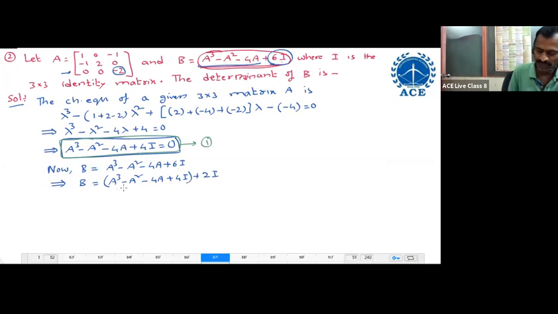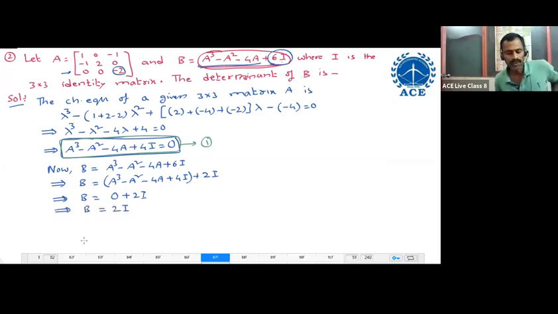But this is the same as equation 1. Because of equation 1, we replace this matrix with a 0 matrix, because the sum of all this is the 0 matrix only, which implies B equals the 0 matrix plus 2I, which implies B equals 2I. Finally, the matrix is 2I.